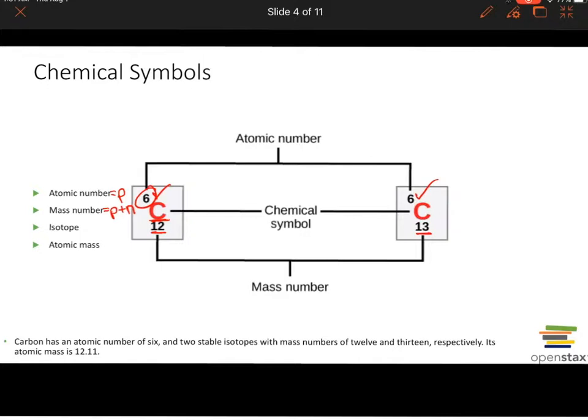Remember, on carbon, the mass number is this guy right here. So we know that there are 6 protons. It's what makes carbon carbon. And down below is going to be the mass number. This, again, mass number is protons plus neutrons. So if we have a mass number of 12, that means we have 6 protons and 6 neutrons. Over here on this different isotope of carbon, we have 6 protons and 7 neutrons to have a mass number of 13. These are isotopes, different versions of carbon. And then the atomic mass is just an average of the two of these different versions, the average of all the different isotopes of an element.